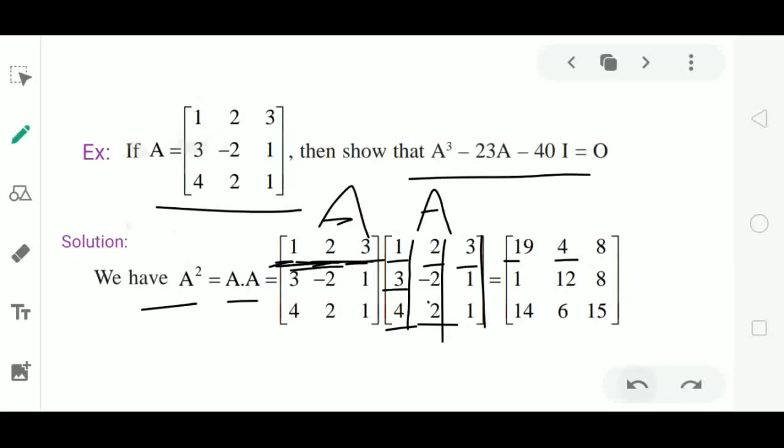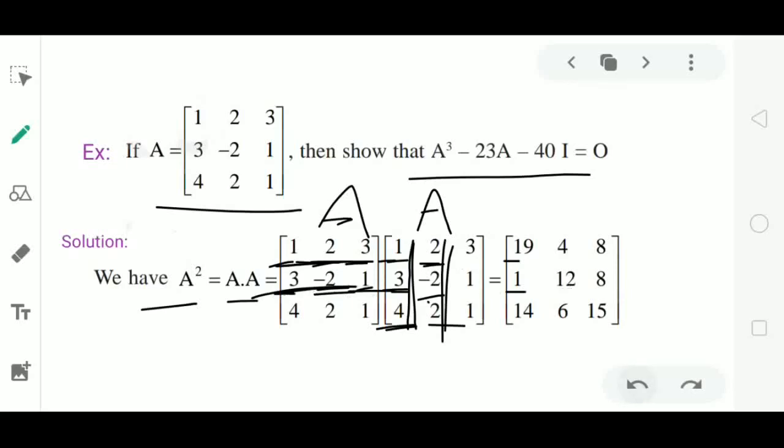Next, second row, first column, 3 into 1 plus minus 2 into 3 plus 1 into 4, which is 1. Second row, second column, 3 into 2 plus minus 2 into minus 2 plus 1 into 2 is 12. Second row, third column, 3 into 3 plus minus 2 into 1 plus 1 into 1 is 8.